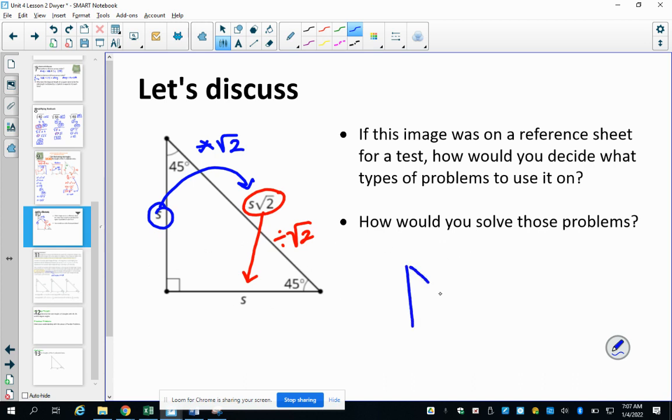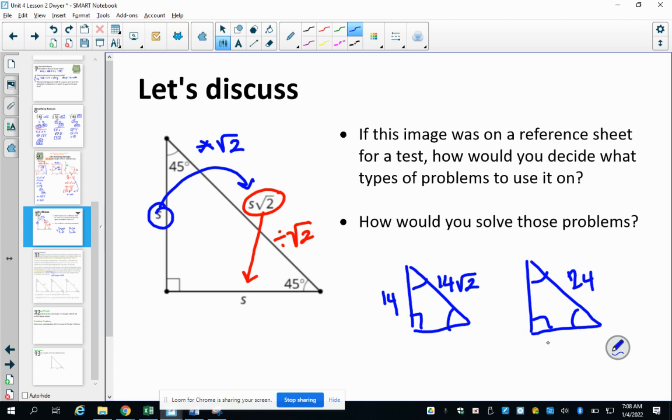So if we had something like this, in those last ones, like we said, if we had 14, multiply by square root 2 to get to the hypotenuse. If you have the hypotenuse, then you would take the hypotenuse and divide it by square root 2.